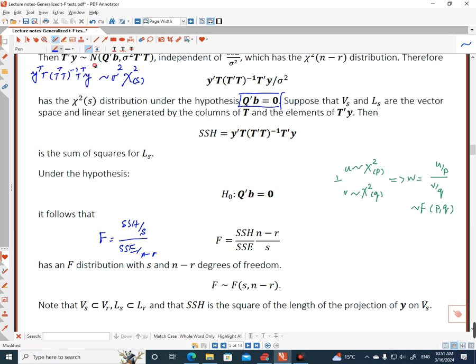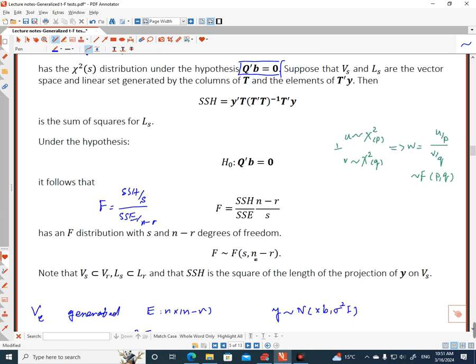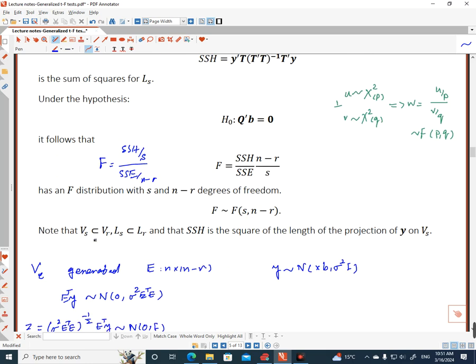I can use the same theory here and construct the test statistic in this way. So the test statistic is given by this F, and it has Fisher distribution with s and n minus r degrees of freedom. But under this null hypothesis, we have Vs as a subspace of Vr. So the space that I construct under this null hypothesis is a subspace of Vr, your regression space.